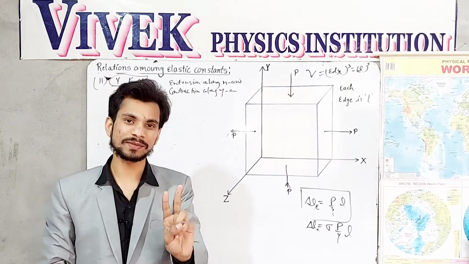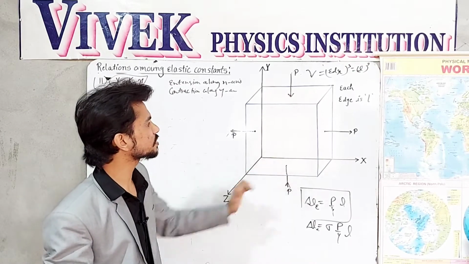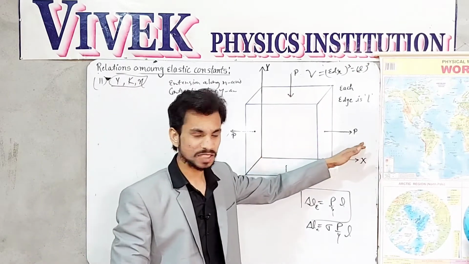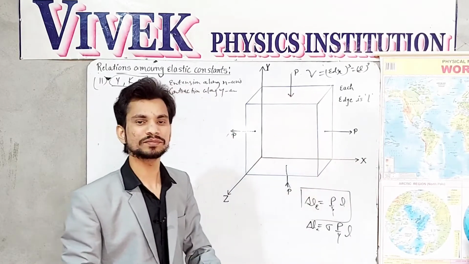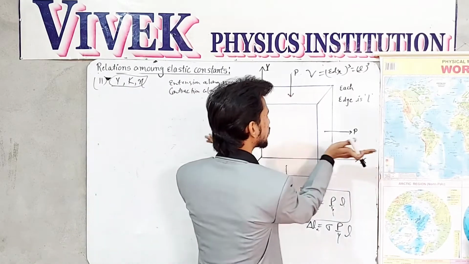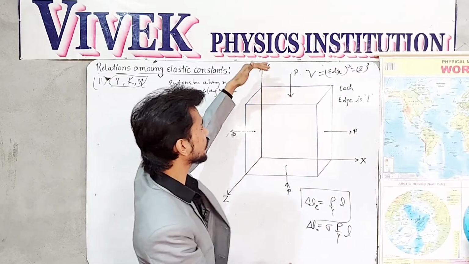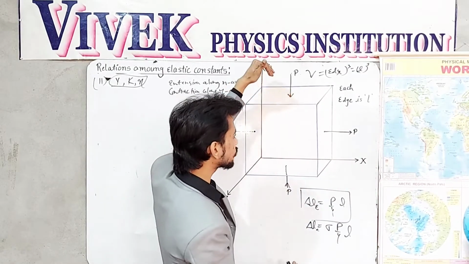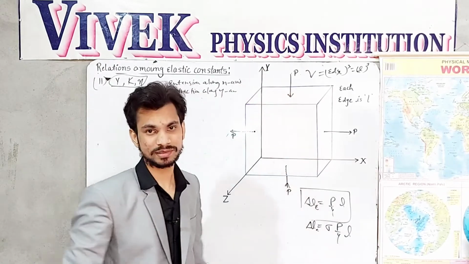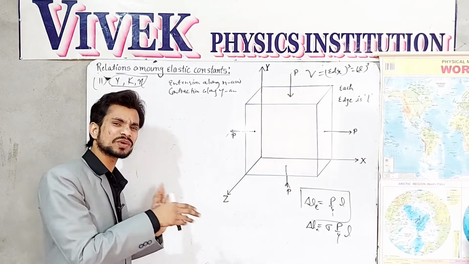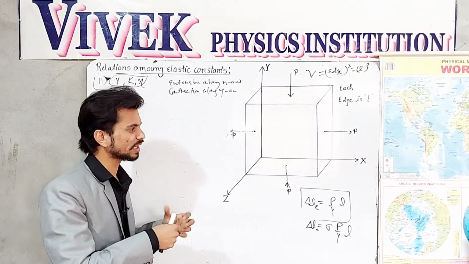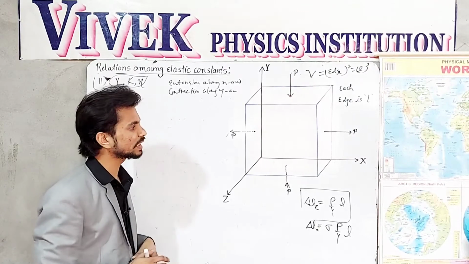Only two types of normal stress are acting on this cube. One is along the x-axis, which is generating an extension because these are in the opposite direction in this way, and these are the two normal stresses which are generating the contraction along the y-axis. And why we are taking these two considerations, I shall discuss in a later time.